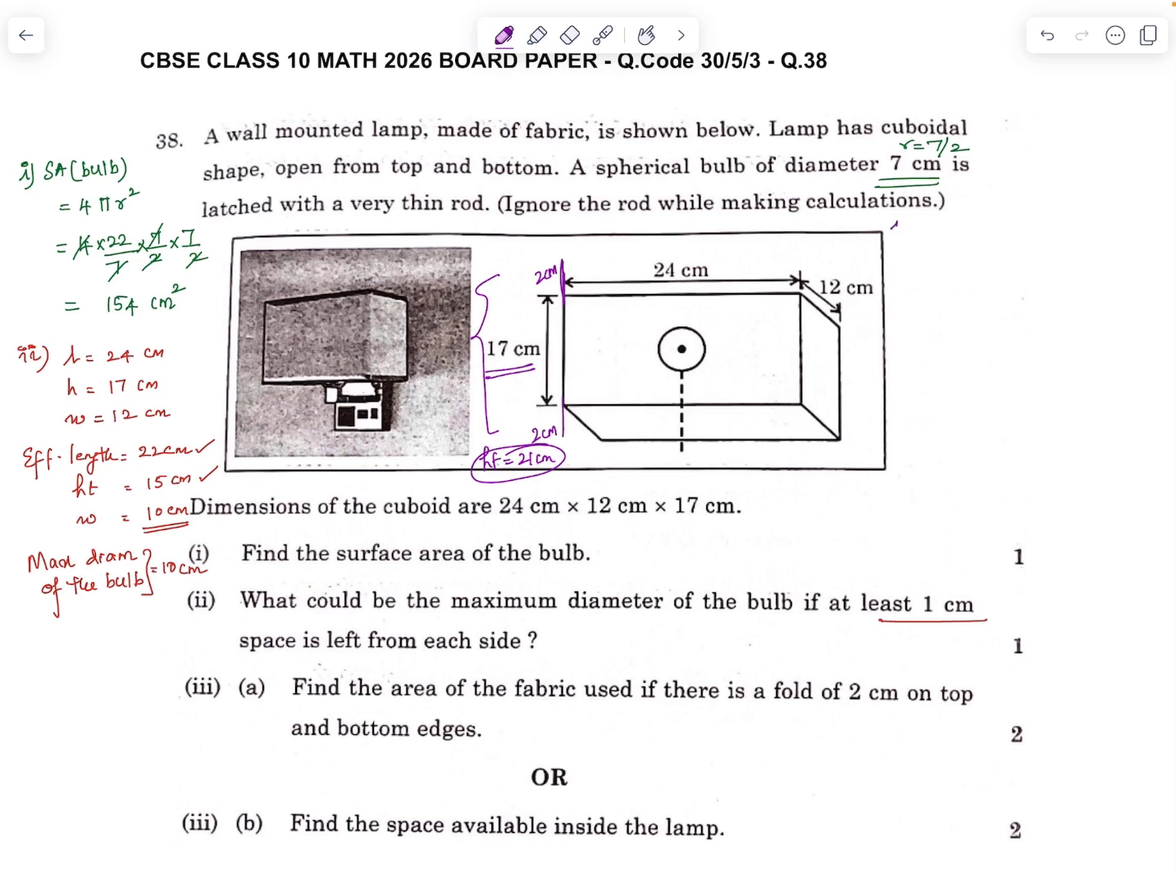To find the area of the fabric used, we have to calculate the curved surface area of this lampshade. This lampshade is open from top also and bottom also, so we don't consider those two surfaces. So CSA of this lampshade will be 2 times BH plus HL, which is 2 times the breadth is 12 and the height is 21 plus 21 into 24. Twice 756 gives us 1512 centimeter square. So the area of the fabric required is 1512 centimeter square.